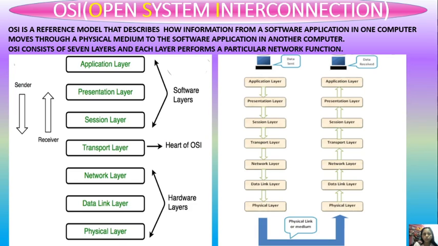OSI consists of 7 layers and each layer performs a particular network function. You can see the left side image; actually both images show the same concept. First we will see the left side image. At the bottom left we can see 3 layers. The first layer is the physical layer, the second is the data link layer, and the third is the network layer. These 3 layers are hardware layers.